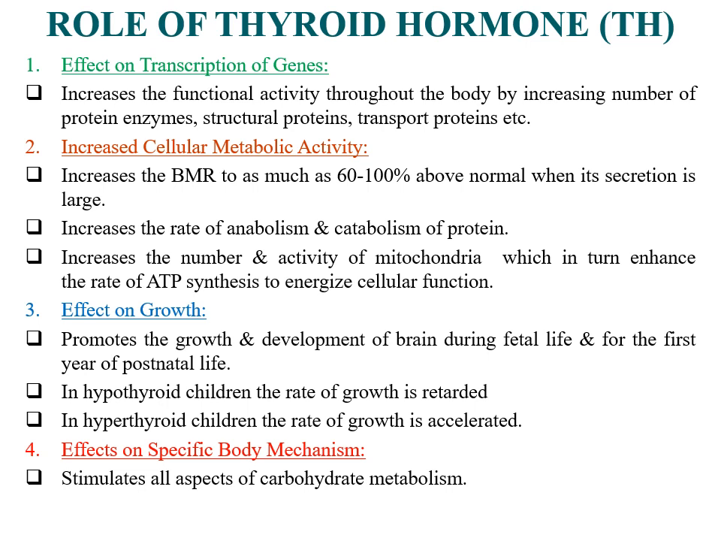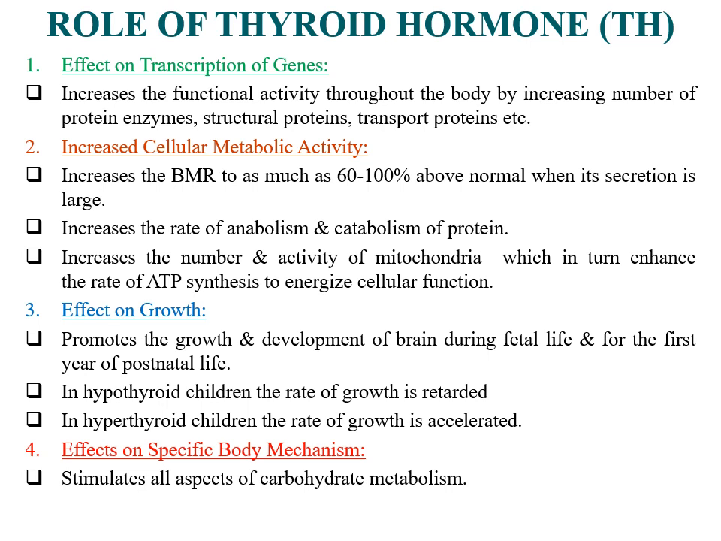So the first is effect on transcription of genes. This thyroid hormone increases the overall functional activity throughout the body, and it does so by increasing the number of proteins, that is the enzymes, structural proteins, transport proteins. If we have to increase the number of proteins, we have to increase the rate of transcription of genes. So this thyroid hormone increases the transcription of genes.